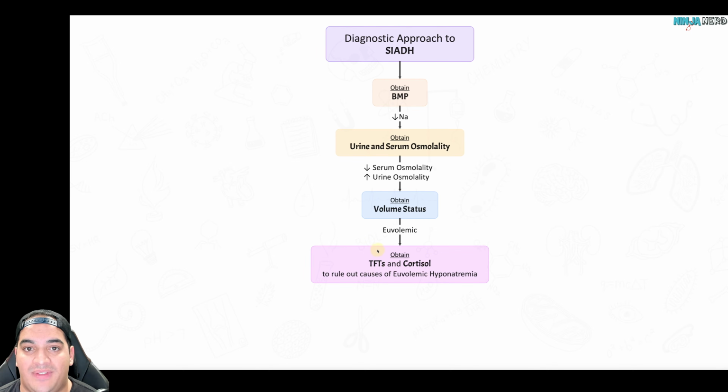So I'm going to check my TFTs to make sure that they don't have any hypothyroidism, and check my cortisol to make sure that they don't have any low cortisol levels. If those are normal, then and only then can I say that the patient has SIADH.